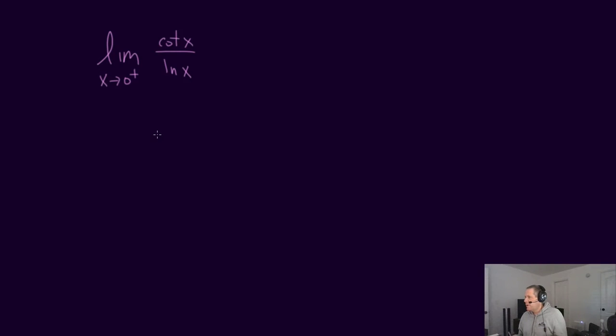Hello, I'm going to make a quick video here on the limit as x approaches 0 from the right of cotangent of x over ln of x. So just as a quick reminder, the cotangent of x graph looks roughly like this. That means that as we approach 0 from the positive side, the numerator is becoming positive infinity. And if we were to draw a quick sketch of ln of x.